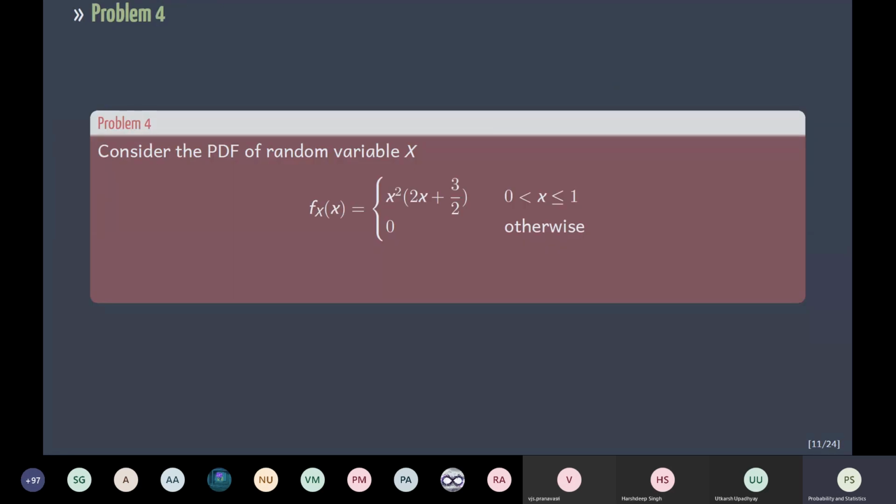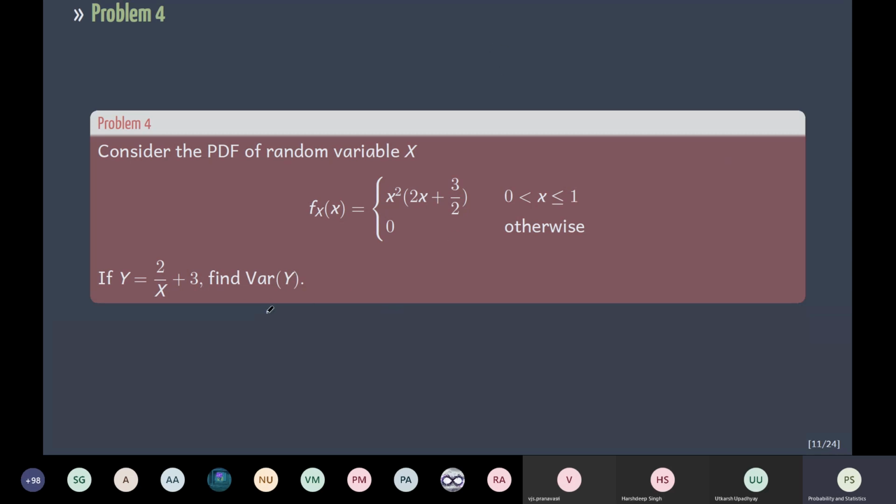Okay, let us consider problem 4. Consider the PDF of a random variable x. So this is the PDF. Check for validity, whether it's a valid PDF. In other words, f_X(x) should always satisfy this; any PDF should satisfy this. So check for validity, and imagine that y is a function of x, in this case 2 by x plus 3. Now the question is to find the variance.